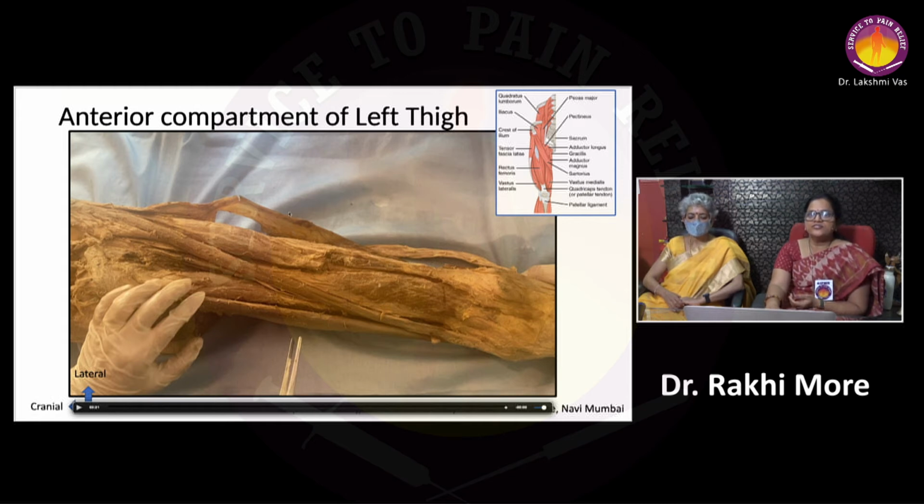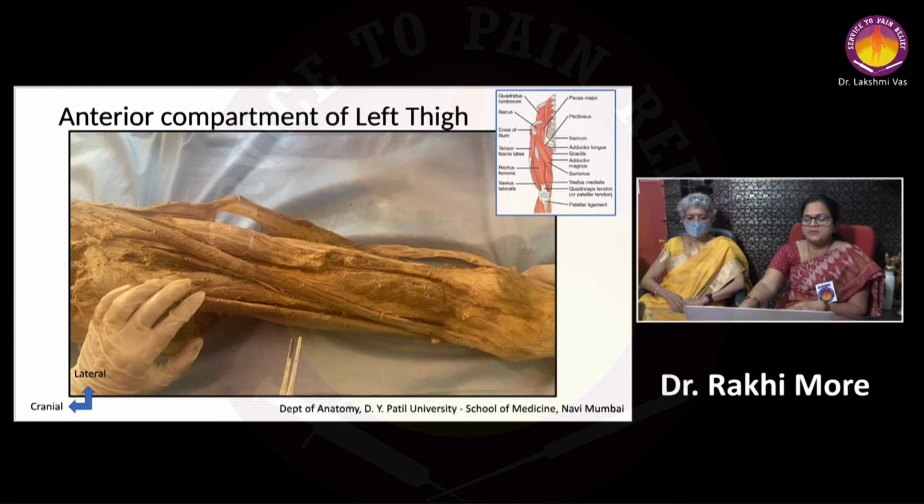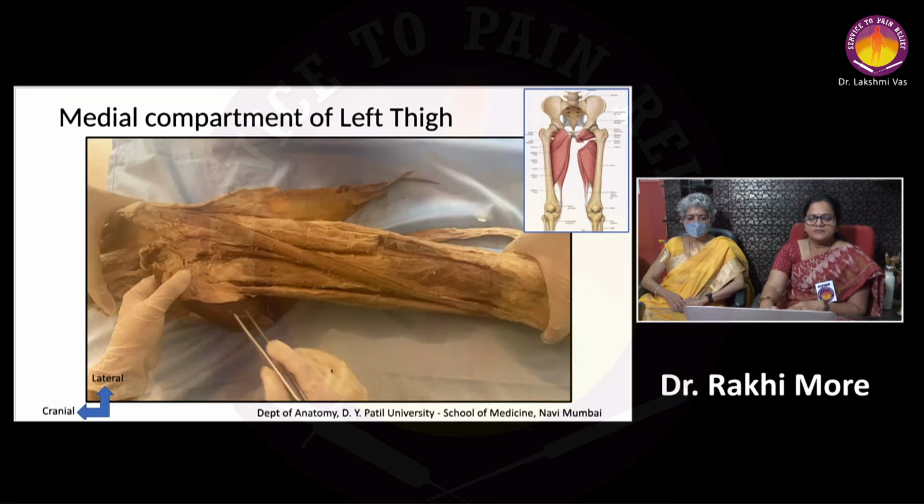The structure which you see on the upper part, this thin paper-like structure, is the iliotibial tract. That has been reflected laterally. We had to cut it to show the insertion below. So this is the iliotibial tract, and the rest of the muscles are clearly seen over here in this video. We'll go to the next video, that is the medial compartment of the thigh.